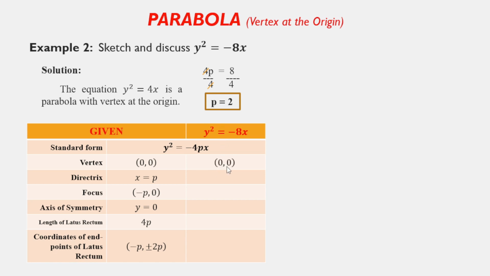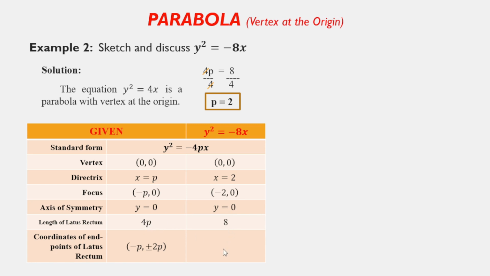The vertex is located at the point of origin. Then the equation for the directrix, since the value of p is 2, is x is equal to 2. The focus is located at the coordinate -2 and 0. Then our axis of symmetry is y is equal to 0. Then the length of the latus rectum is 8, because 4 times 2, the value of p, is equal to 8.